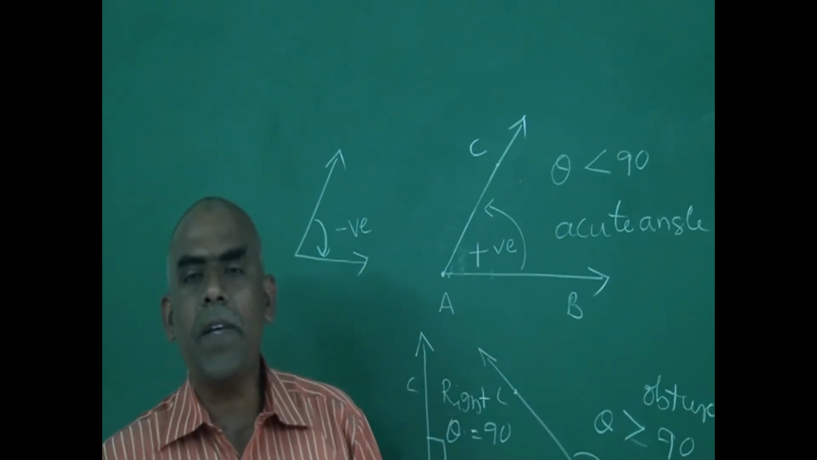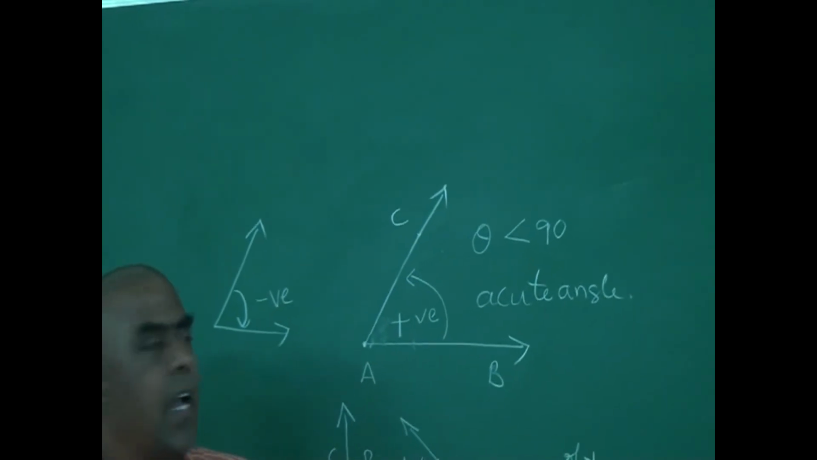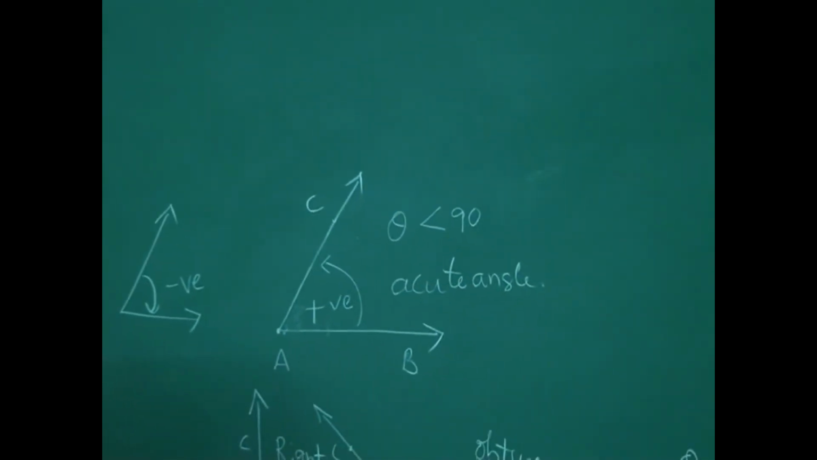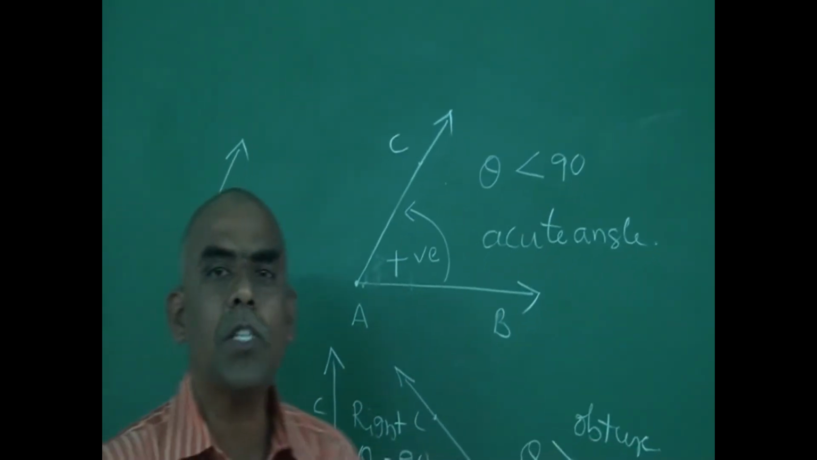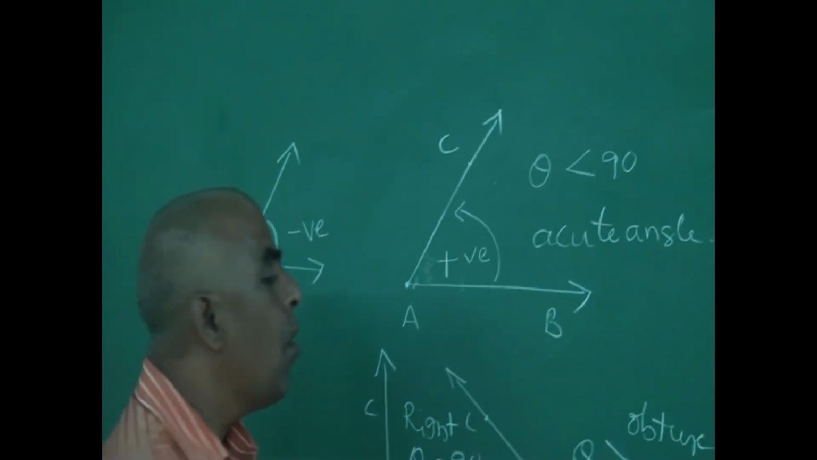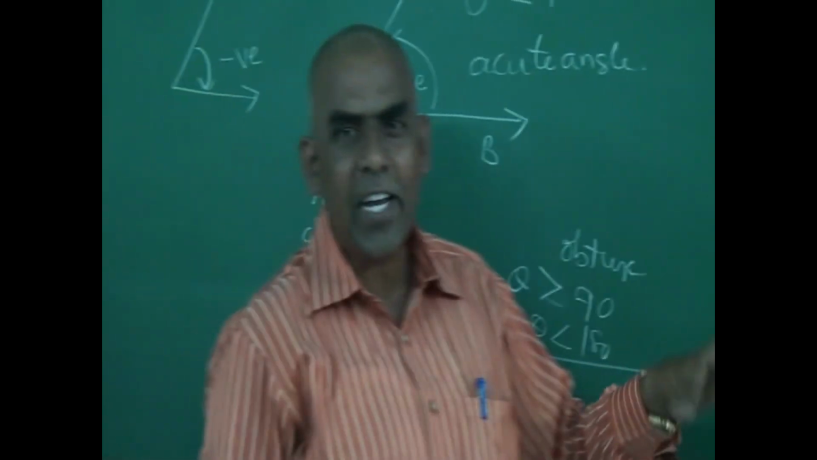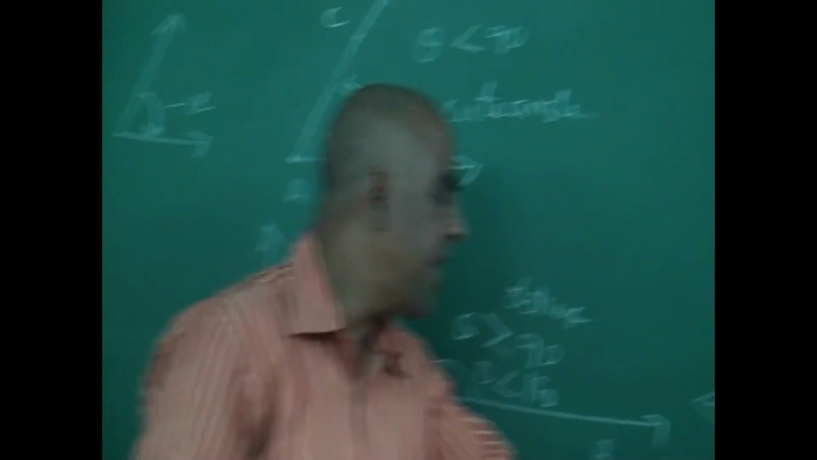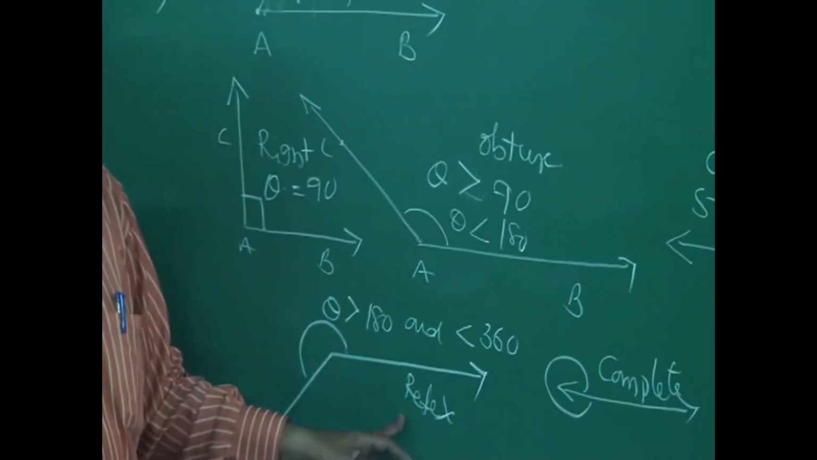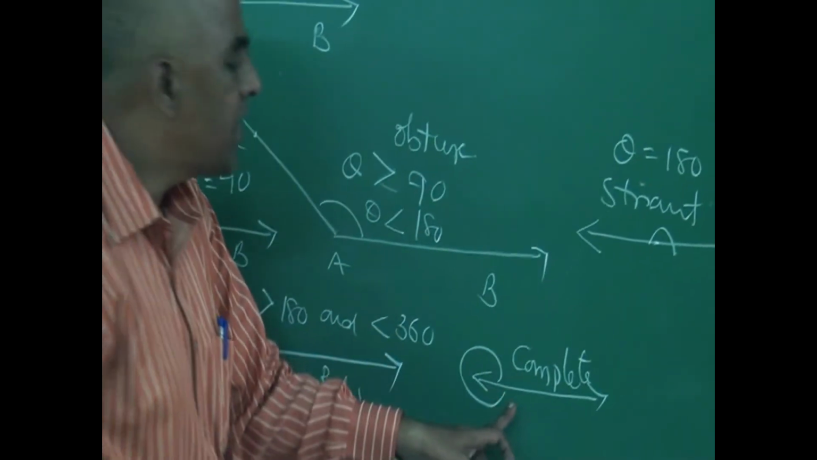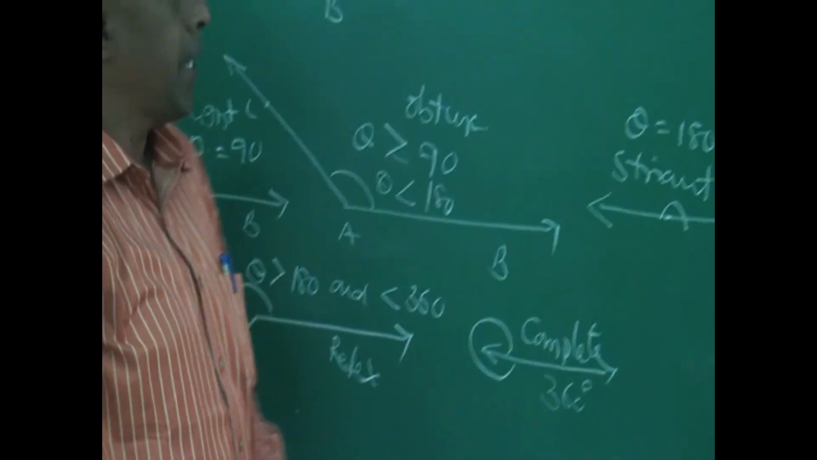The angles are always denoted with theta. If the theta value is less than 90 degrees, it is called an acute angle. If the theta value is equal to 90 degrees, it is called a right angle. If the theta value is more than 90 and less than 180, it is said to be an obtuse angle. If an angle is equal to 180 degrees, that is called a straight angle. If an angle is more than 180 and less than 360, it is called a reflex angle. If an angle is equal to 360 degrees, it is called a complete angle.